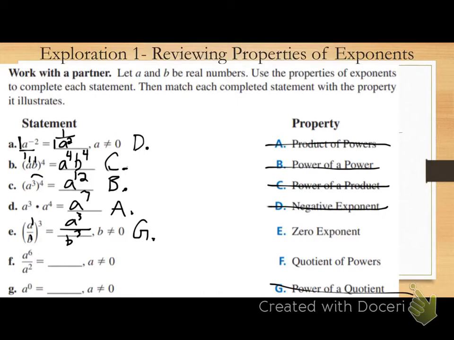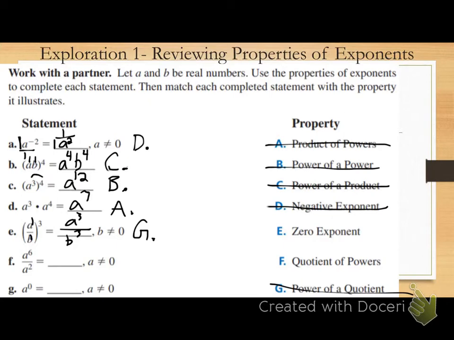So I've got a quotient, A divided by B, being raised to a power, so it's a power of a quotient. Now process of elimination. This one should be pretty easy for the next two, for the properties at least. Okay, letter F.